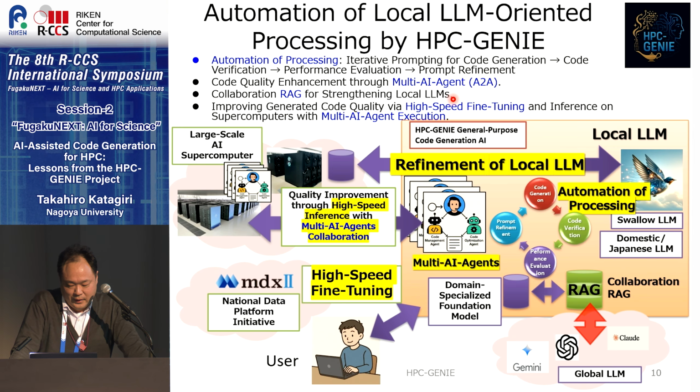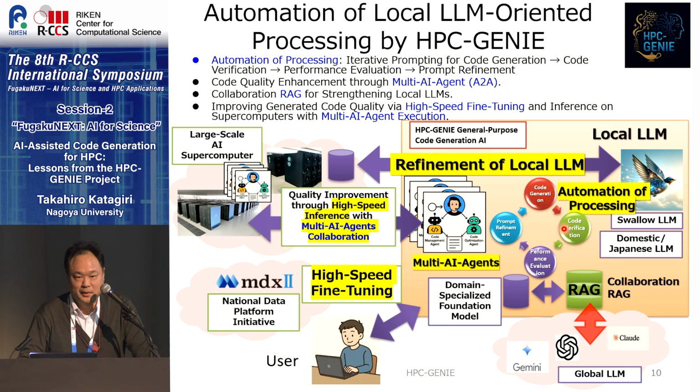So, we are thinking about this kind of system. We are focused on a local LLM system and collaborating with some local LLMs. Especially on the Japanese side, we are focused on the Swallow LLM from a Japanese university. It's also okay to use a local LLM like Ollama. The target process is code generation, code verification, performance evaluation, and a prompt refinement loop.